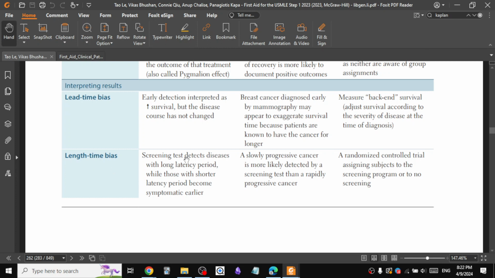Length time bias. Screening tests detect diseases with longer latency period, right? A slow progressive cancer is more likely to be detected. Why? Because even if it's slow growing, there are more chances of them coming into a GP or something. A randomized control trial assigns subjects to the screening program or to no screening. So what you need to do is make sure you randomize the setting, so the screening program is randomized, or they just go to the study with no screening.